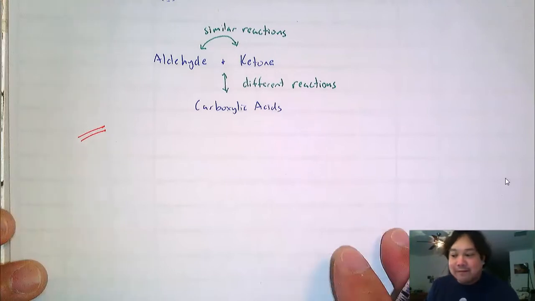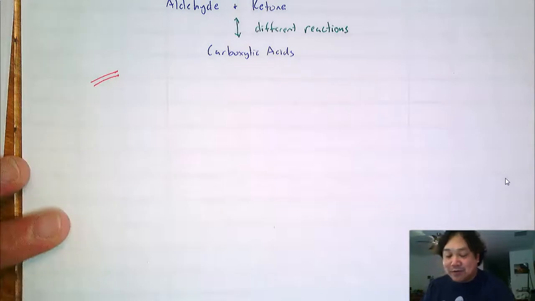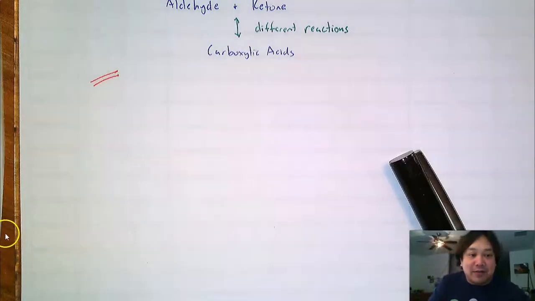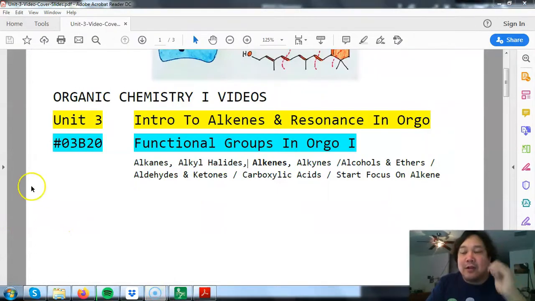Now, I do have 5 minutes. I am going to try to squeeze in an intro to structure of alkenes, and that way we can quickly look to nomenclature. So we're going to start our focus on alkenes. We're done with the functional groups.